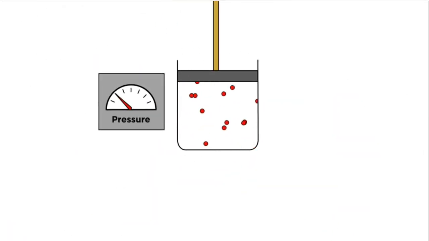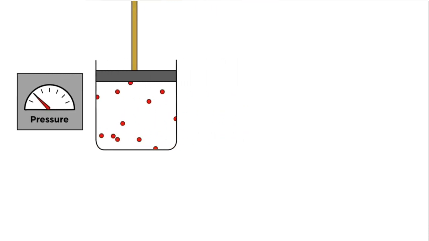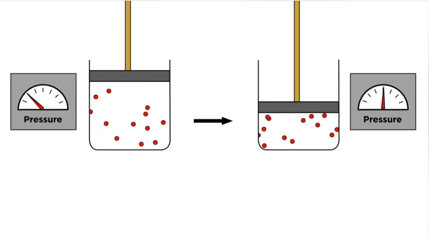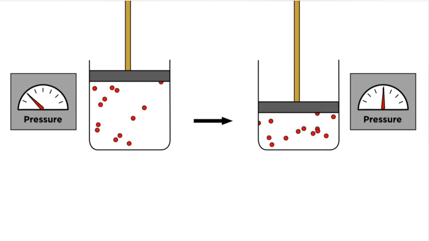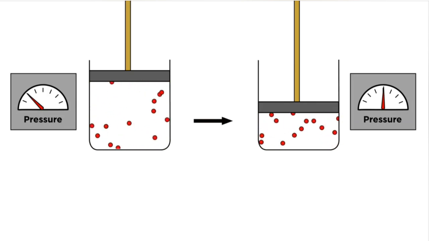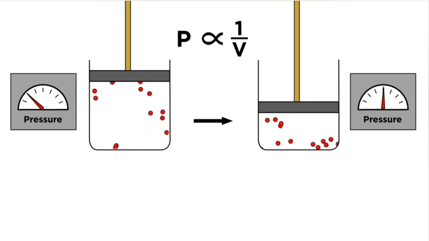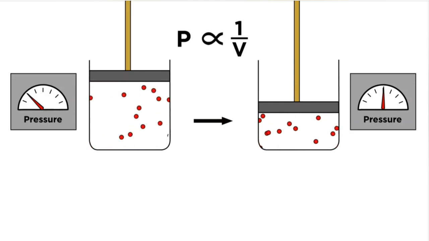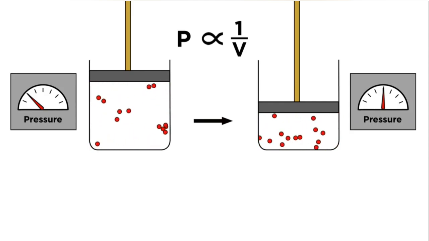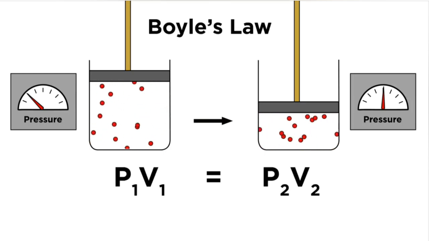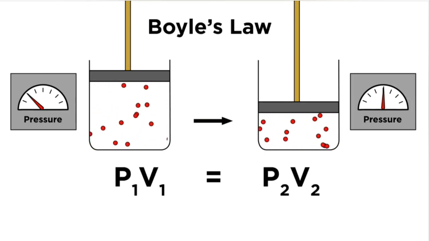For the same number of particles in a closed container, if we decrease the volume, the pressure must increase in the container. This means that pressure and volume are inversely proportional. If one decreases, the other increases. This relationship is expressed in Boyle's law.